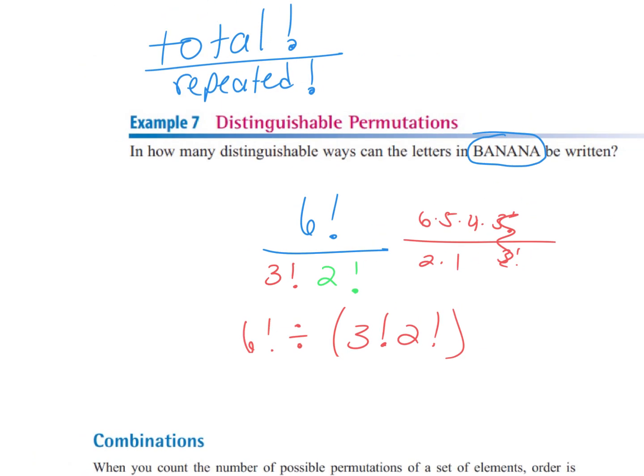Anytime you have distinguishable permutations, it's the total number of letters, factorial, divided by the repeated ones. Every single time.